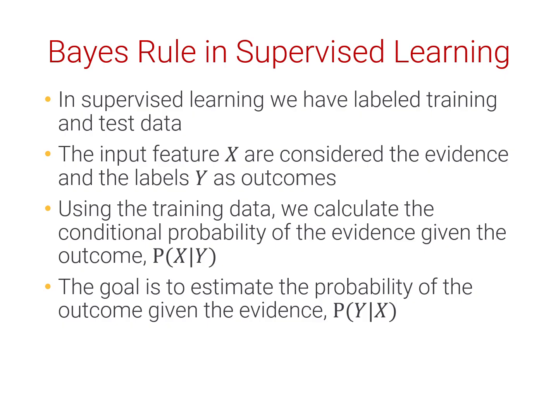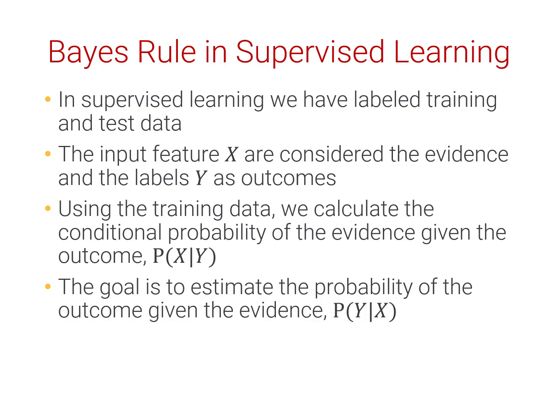This is where Bayes' rule comes into play, providing a principled approach to estimate the probability of the outcomes given the evidence. The beauty of Bayes' rule in supervised learning lies in its ability to incorporate prior knowledge and adapt to the evidence present in the training data. It allows us to make predictions based on the patterns and relationships learned from labeled examples, providing a solid foundation for building accurate and reliable models.